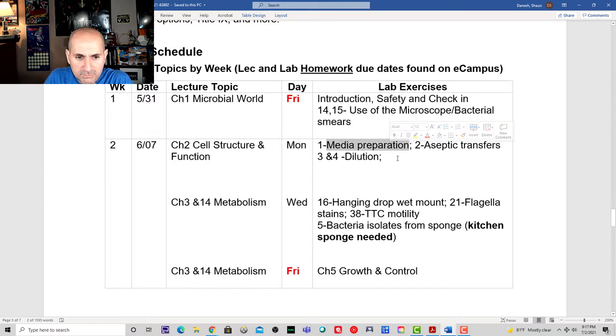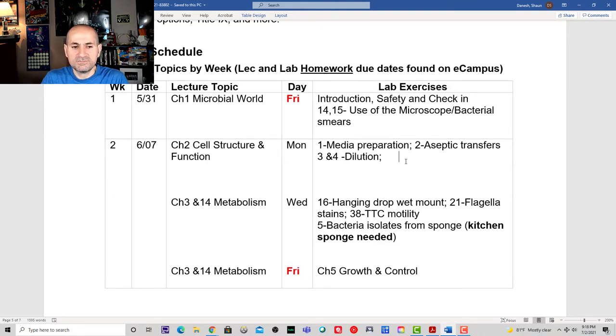With regard to media prep, please know the difference between a TSA plate, be able to identify a TSA plate, be able to identify a TSA slant, be able to identify a TSA deep, and be able to identify a TSB broth, a tube of TSB broth. You should know why we autoclave substances. Why do we autoclave substances? To sterilize them.